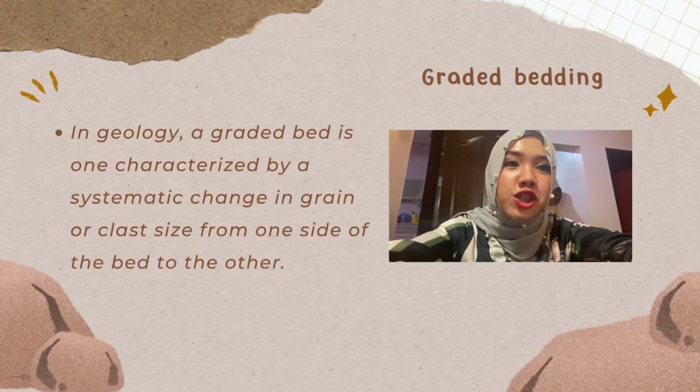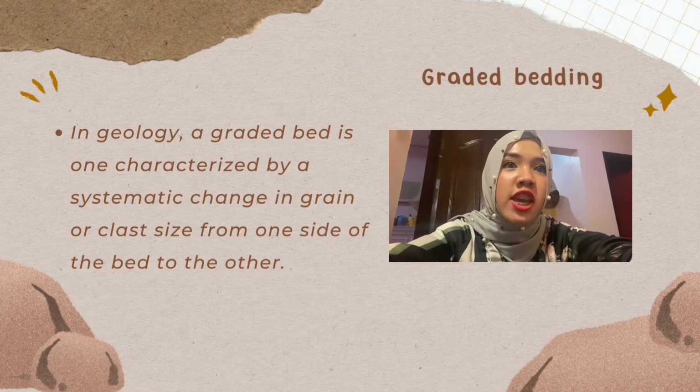Graded bedding. In geology, a graded bed is one characterized by a systematic change in grain or clast size from one side of the bed to the other. Most commonly, this takes the form of normal grading with coarser sediments at the base, which grade upward into progressively finer ones. Such a bed is also described as fining upward.